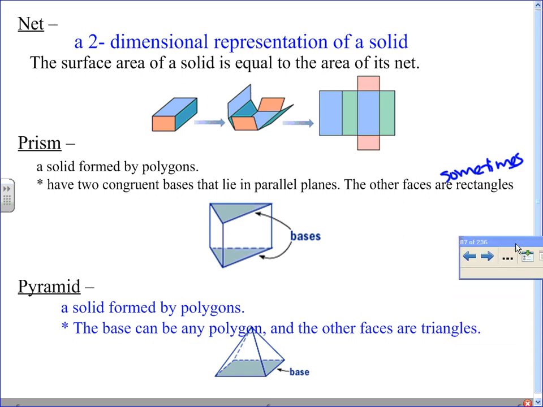Okay, a pyramid, a solid formed by polygons. The bases can be any polygon, and the other faces are triangles. Go ahead, Charles. Say that again, if it has a what? If a pyramid? Yeah, but your book calls it a triangle pyramid. But that works.